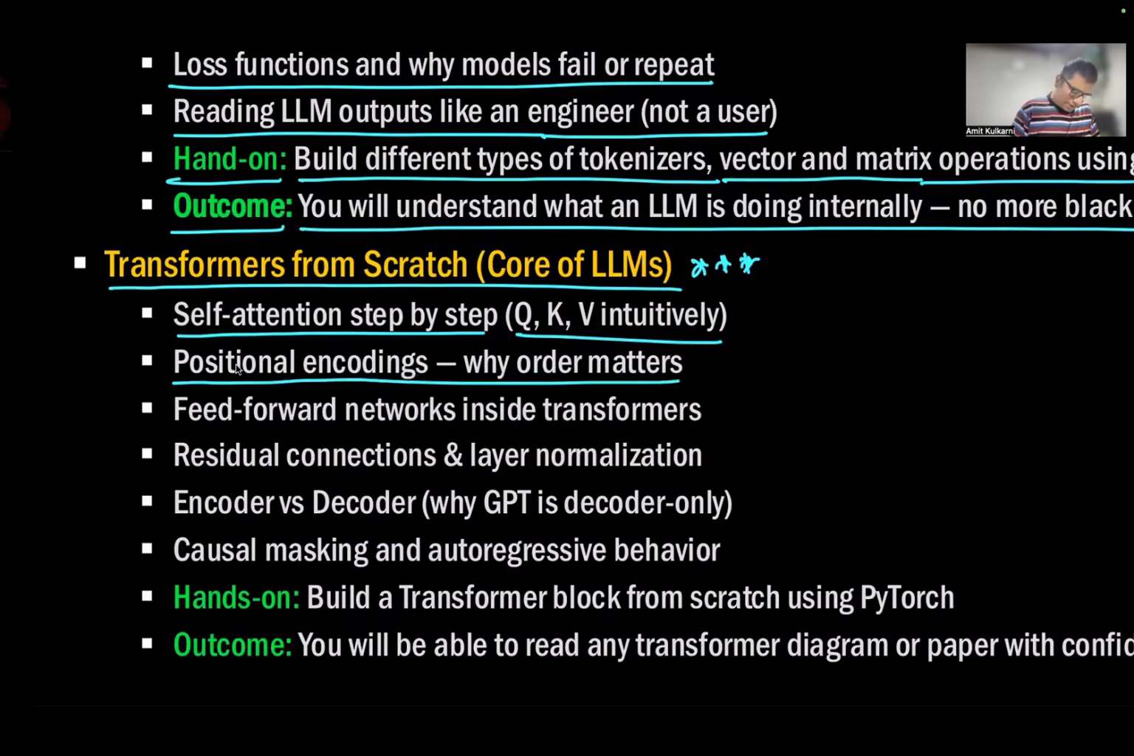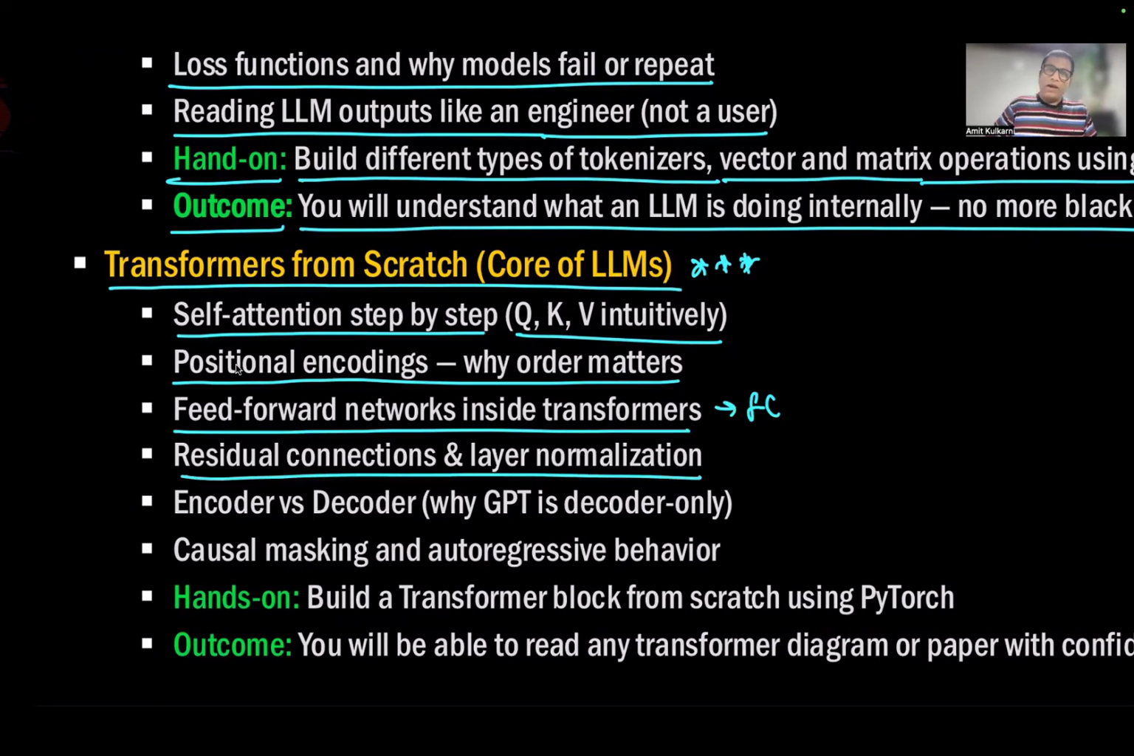Positional encoding, it is called. Feed forward network inside the transformer, it's called an FC, fully connected network. Residual connection and layer normalization. I think in the code also I showed you layer norm. It's called normalization. Why is it needed? I'll talk more about that.